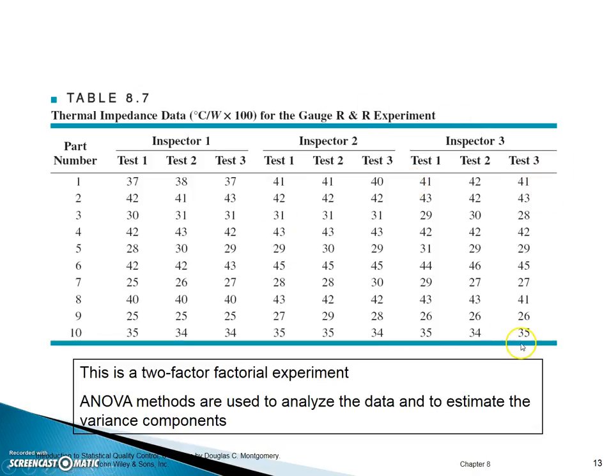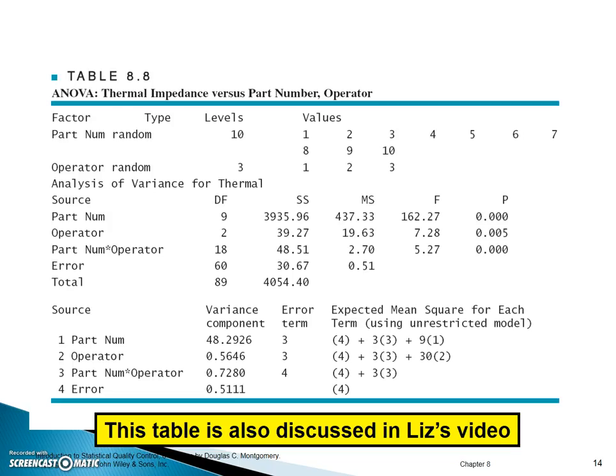We're going to do an experiment similar, not exactly, but similar to this in class when we do our lab about GaugeR&R. So what we do though is we take this data, and this is the same example that Liz talked about in her video too, but I'm just going to add a few additional factors to what she talked about. We take this data, we run it through Minitab, and this table, as noted, was also discussed in Liz's video.